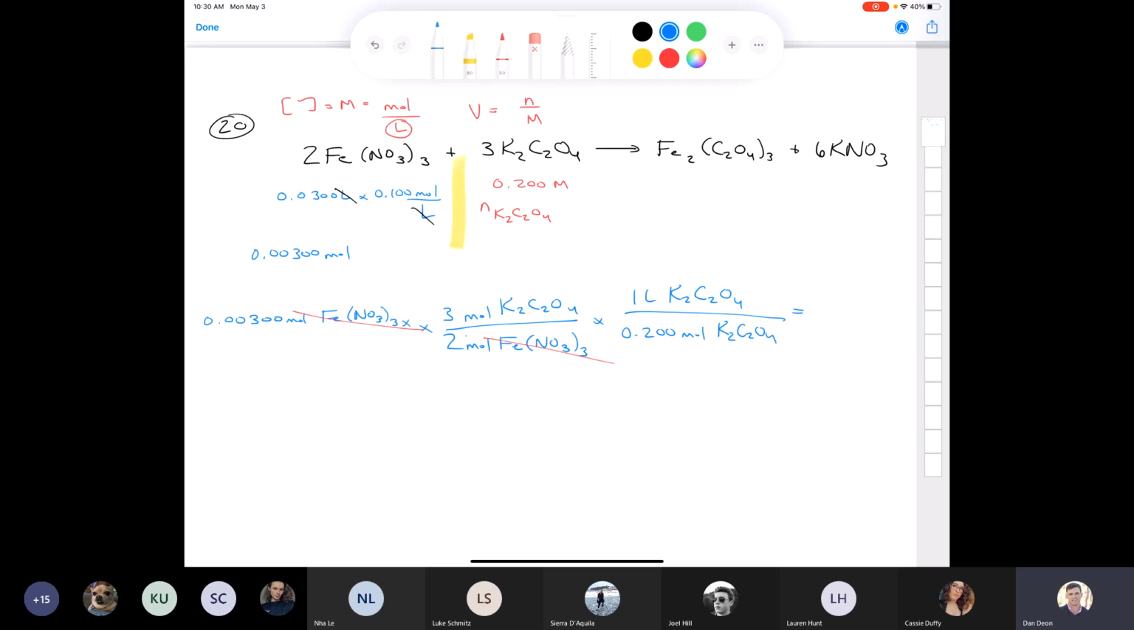And I end up with 0.0225 liters as being my final volume. Well, if I take 0.0225 liters and I multiply it by this conversion factor, in 1 liter there's 1,000 milliliters, I'm going to end up moving the decimal place over 1, 2, 3 places, and I end up with 22.5 milliliters as being the volume required. That's answer C. Now notice again that all the answers are in milliliters, and that's why you have to do this conversion factor at the very end.